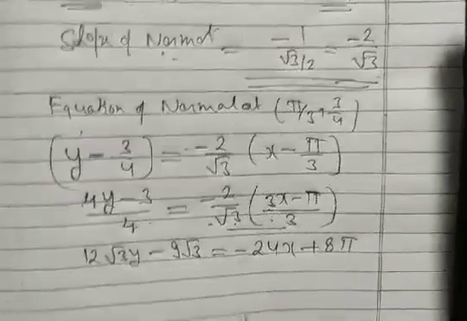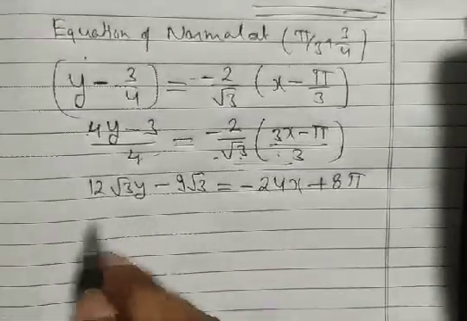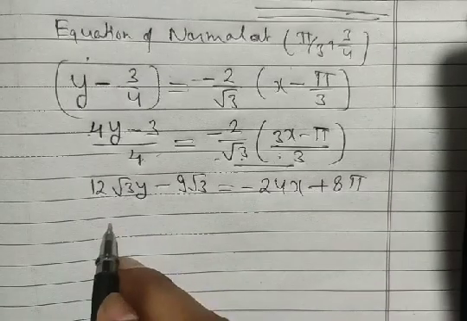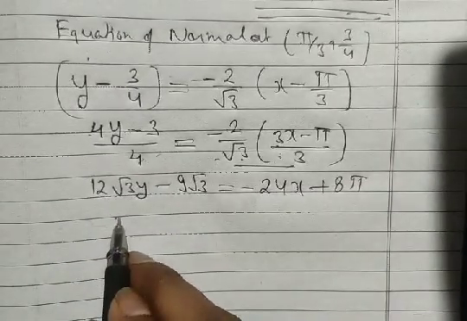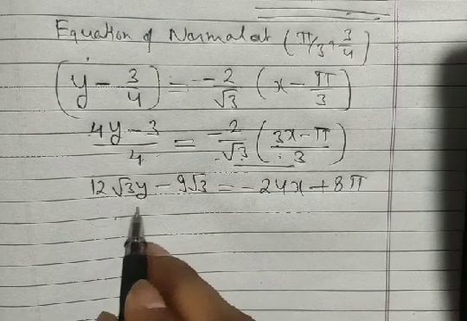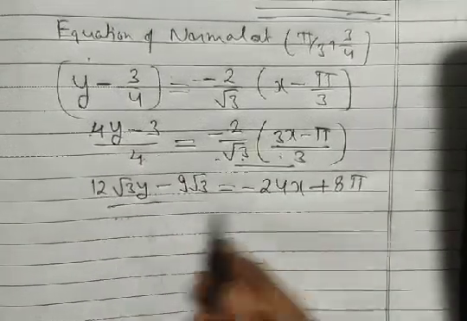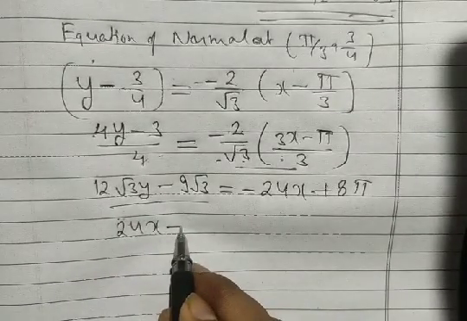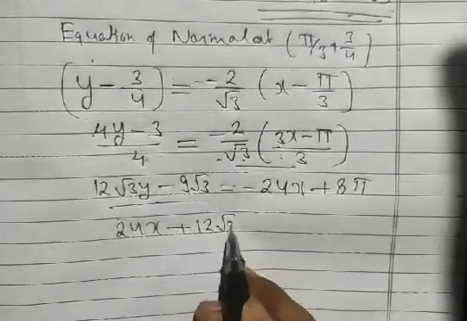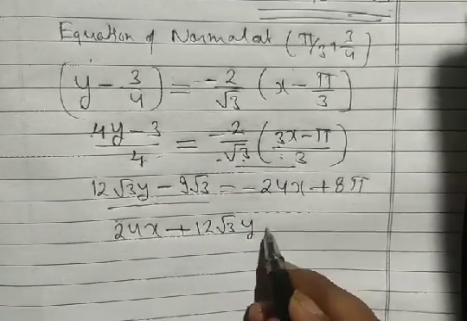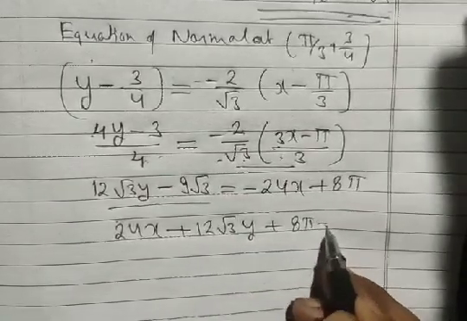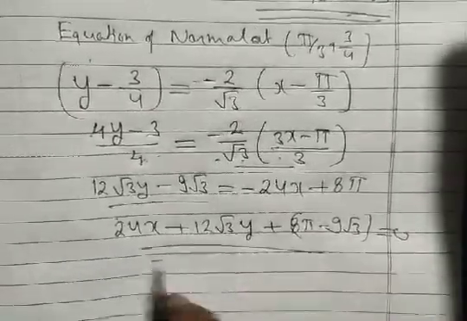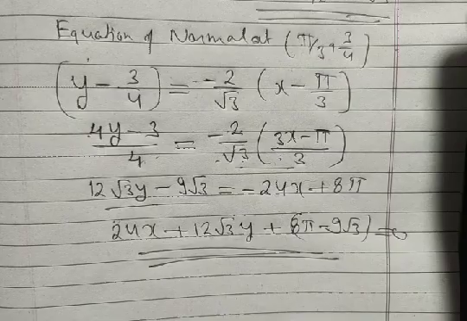After that we just rearrange it. After rearranging we get our equation of normal. We can write it in the form: 24x plus 12 root 3 y plus 8 pi minus 9 root 3 equal to 0. This is our required equation of normal.